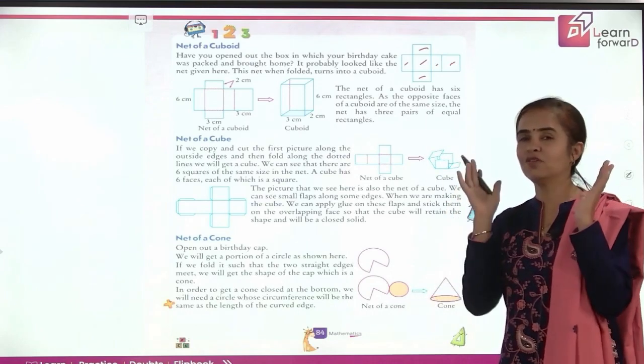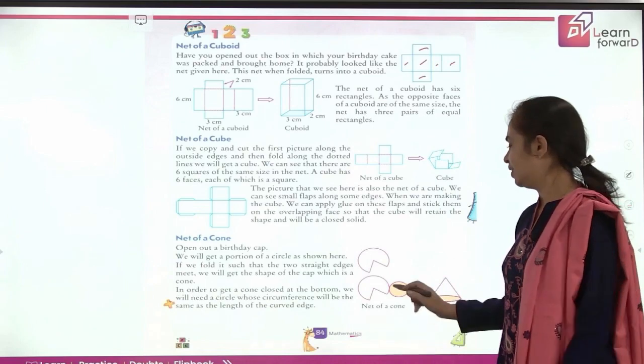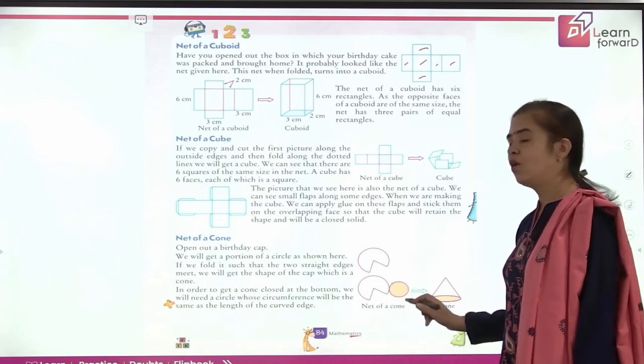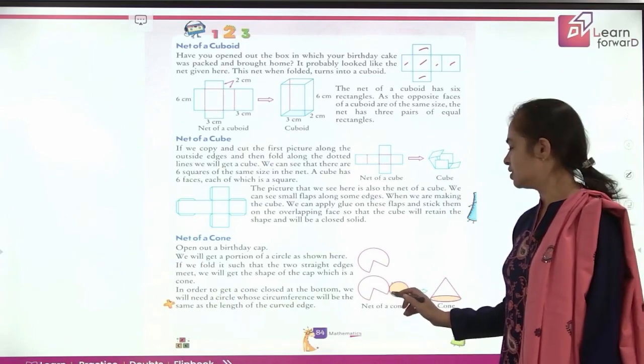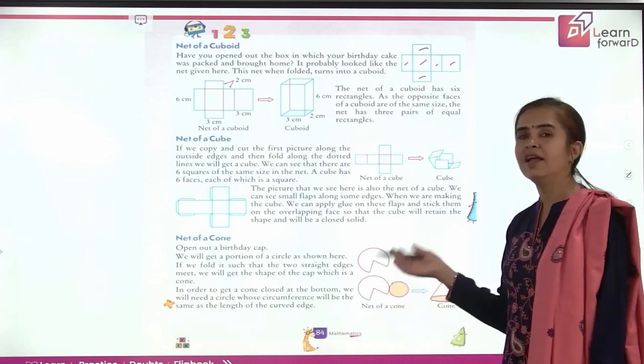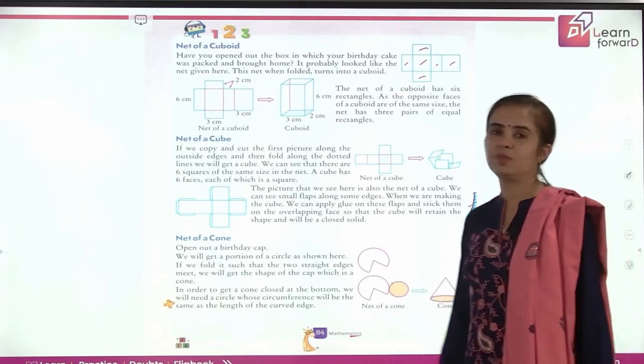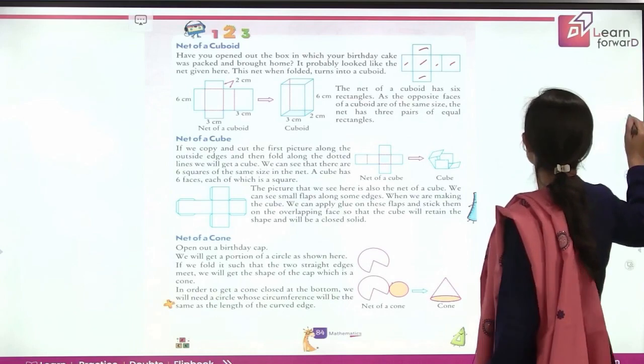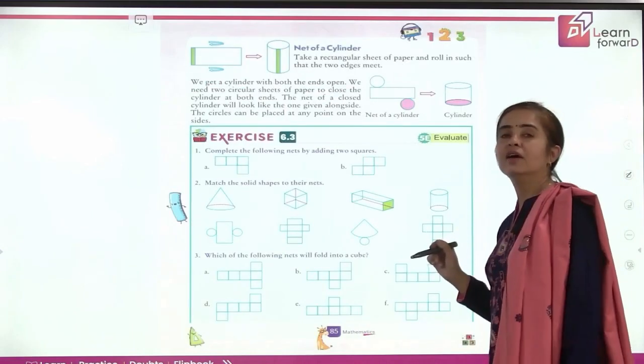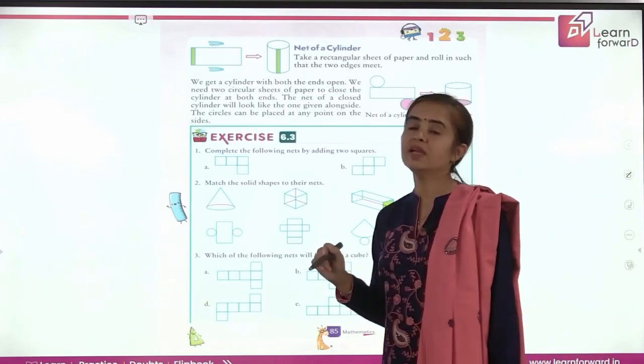And if you want to fix a cap on your head, then you may not put this, right? So just take a cut out of your circle and then fold it in the shape of a cone. So this is how we can cut a plane surface to make 3D objects.